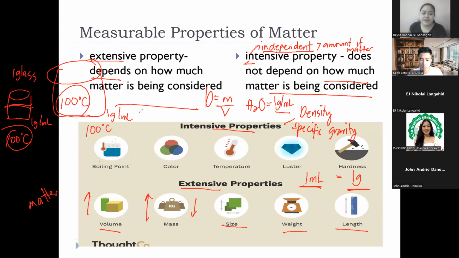Okay, the specific gravity also is included there. The specific gravity is actually the density of the substance, the ratio of the density of the substance and the density of a reference standard. Most of the time it's water. Okay? So yan yung specific gravity. Hindi yan siya nagbabago din, class.